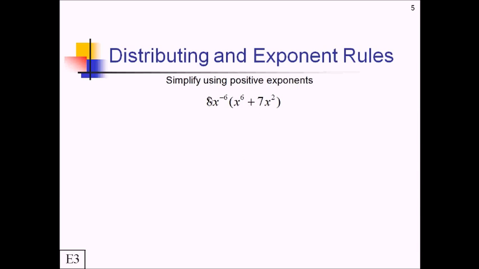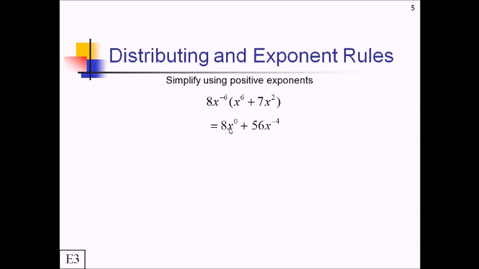So we're going to have to distribute this term outside. So going term by term, remember you're going to be adding the exponents when you multiply like bases together. So this is going to be 8x to the 0. And then times the second term, we've got 56x to the negative 4.